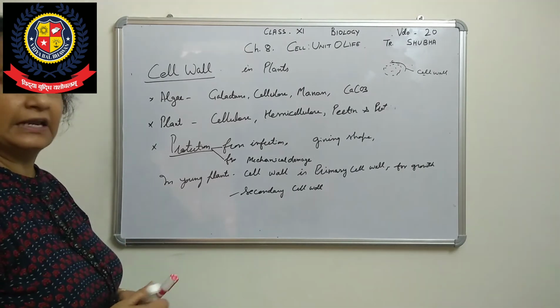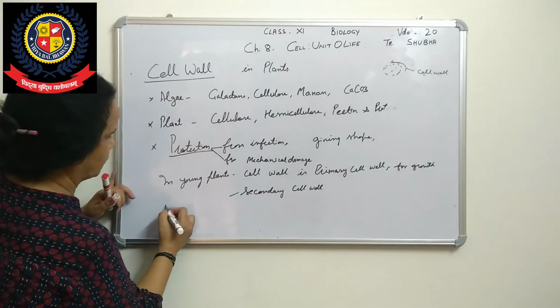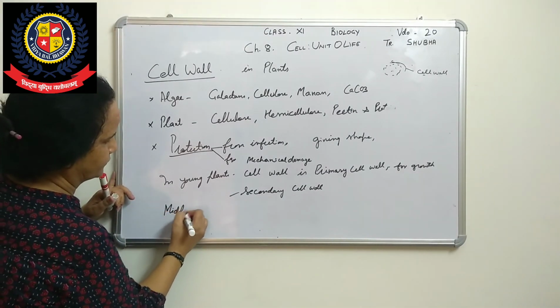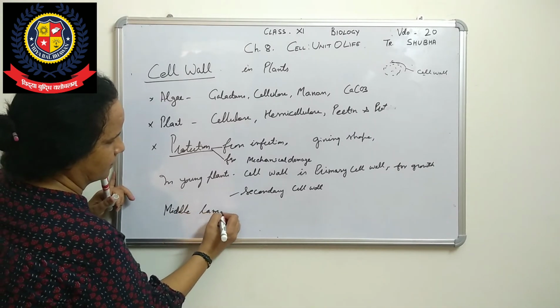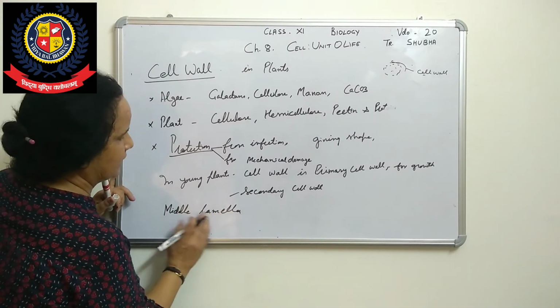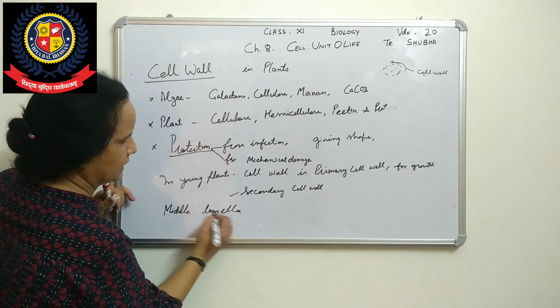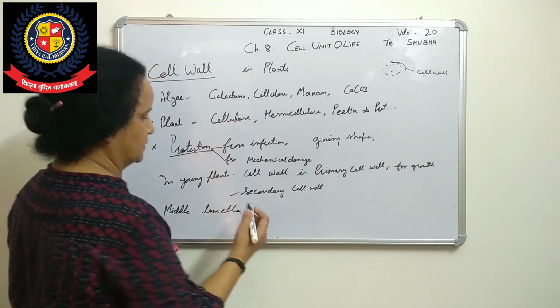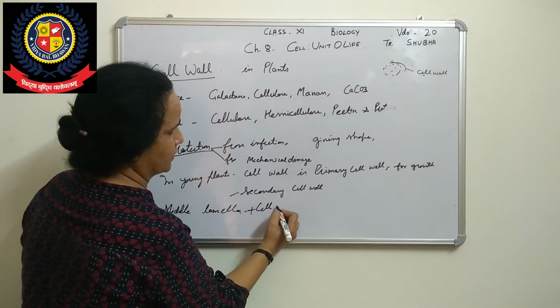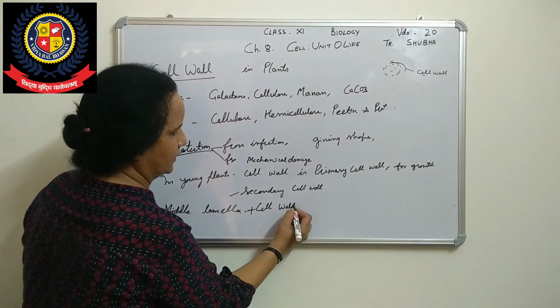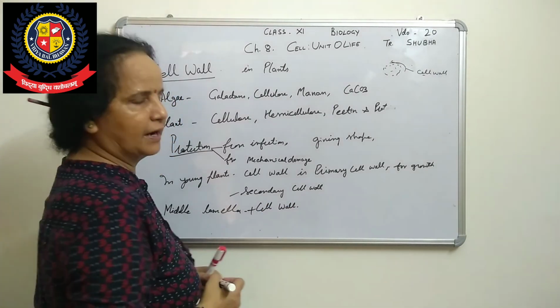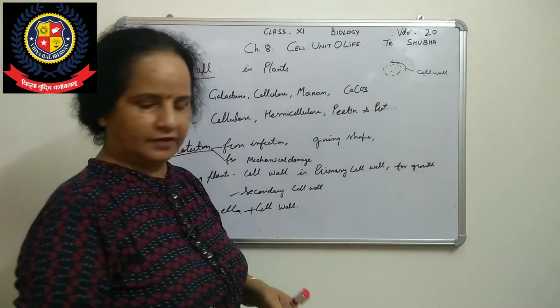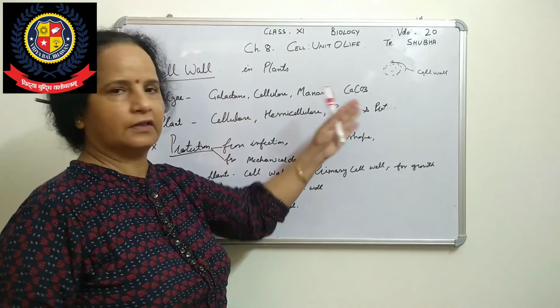One more is there, the middle lamella. Along with the cell wall, there is a middle layer, also called the middle lamella. Now all together means cell wall plus the middle layer, or middle lamella. They combinedly work together, and we will see more when we study the organelle structure.